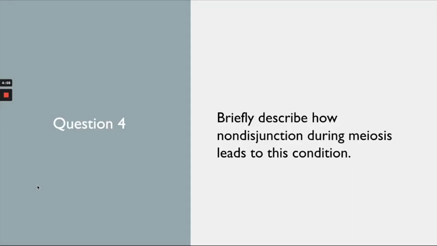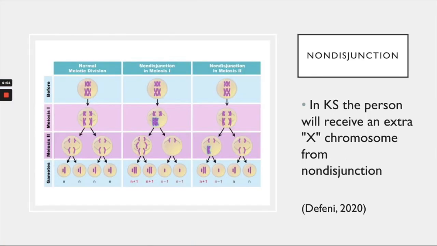Alright, so briefly describe how non-disjunction during meiosis leads to this condition. Non-disjunction is an error in the process of meiosis. Looking at the little diagram on screen, normal meiosis happens when an egg cell is dividing, and its daughter cells in the end will each have 1 X chromosome. But non-disjunction happens when the chromosomes don't split correctly, and instead the resulting daughter cells have 2 X's and 2 cells have no X chromosome. If these 2 daughter cells over here are fertilized, this will result in a male having Klinefelter syndrome.